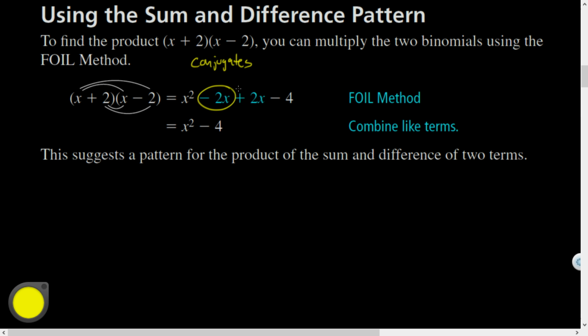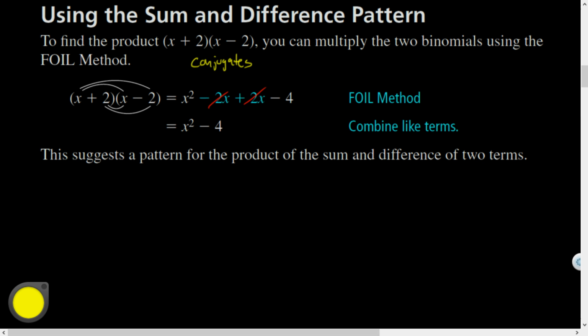And when you do, you notice that the OI in FOIL, you end up with opposite terms. And we did this with algebra tiles earlier, and we realized that the OI in FOIL with those opposite terms would have canceled out, right? And we were left with like an angelfish pattern, is what I called it. And so I'm left with just x squared minus 4. And because this will happen every time I have a sum and difference being multiplied, there's a pattern.